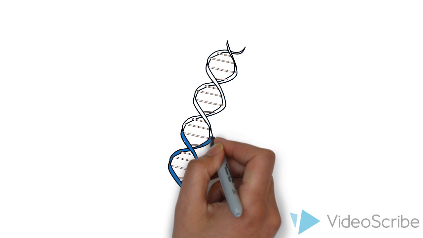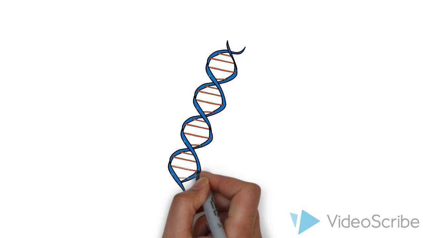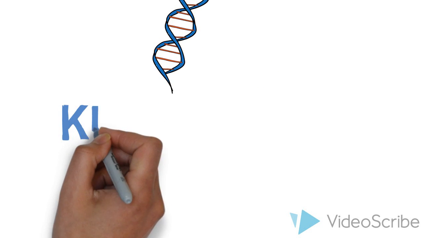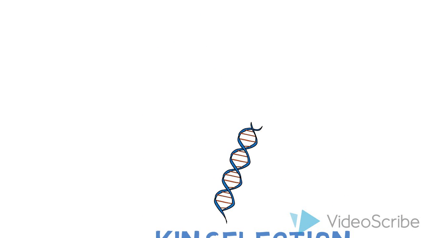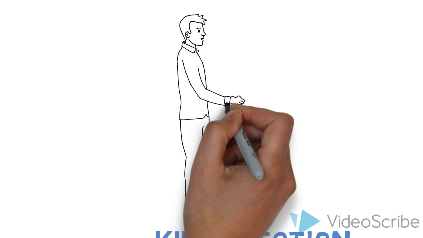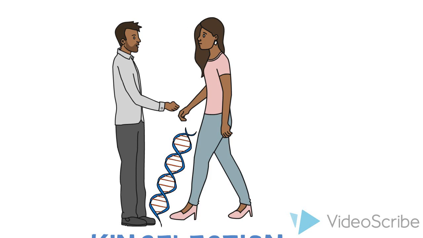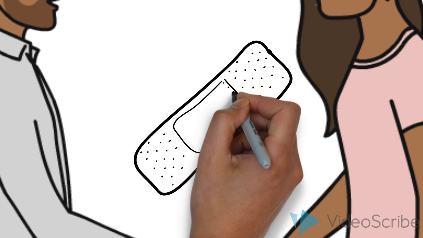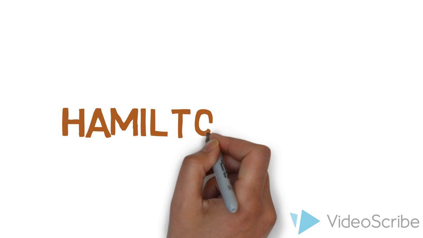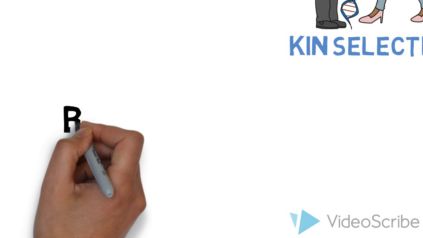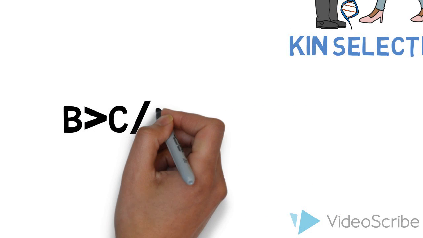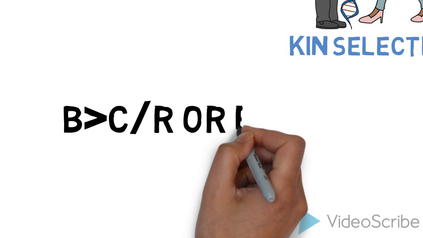The kin selection theory was proposed by Hamilton, in which individuals are more likely to share with relatives than others due to the higher genetic similarity they share with one another. This theory is supported by Hamilton's rule, in which B is more than C over R, or RB minus C is more than 0. C is the cost which the altruist pays. B is the benefit the recipient of the altruistic behavior receives. R is their genetic relatedness.